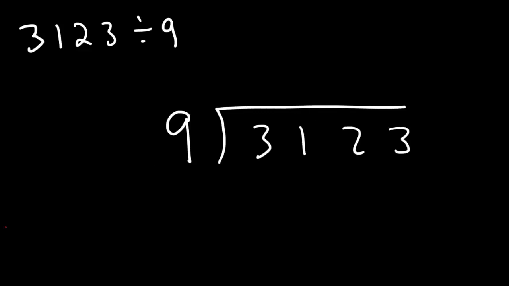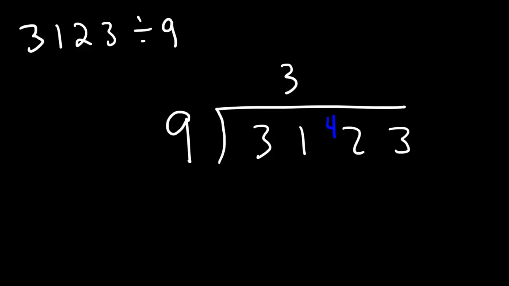So how many times does 9 go into 31? 9 goes into 31 3 times. 9 times 3 is 27. 9 times 4 is 36, and that exceeds 31, so we don't want to use that. Our next step is to take the difference between 31 and 27. 31 minus 27 is 4. And so we need to transfer the 4 to the next number.